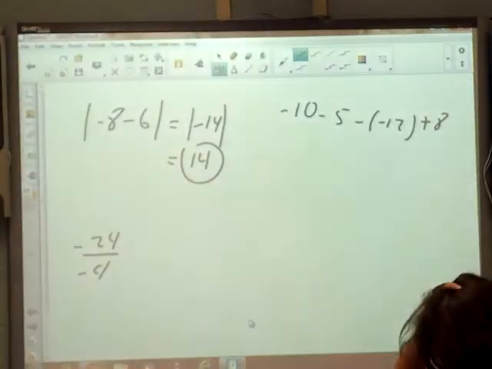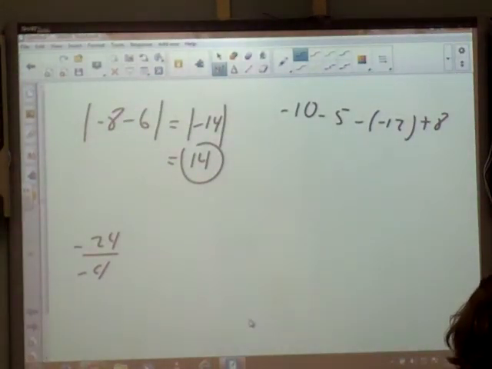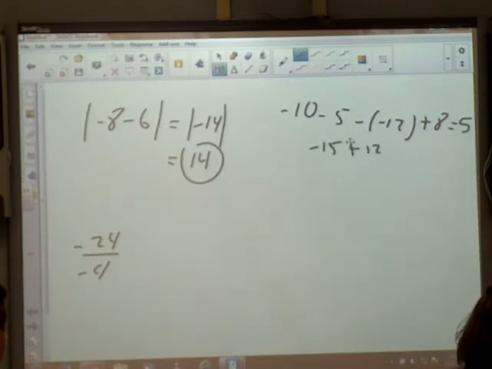All right, number 2, Aaron, what'd you get? 5. Great. All right, let me work it out here and go left to right. Negative 10 minus 5 is negative 15. Minus a negative 12 is plus 12, which is negative 3. Negative 3 plus 8 is 5. So Aaron is exactly right. Good job.